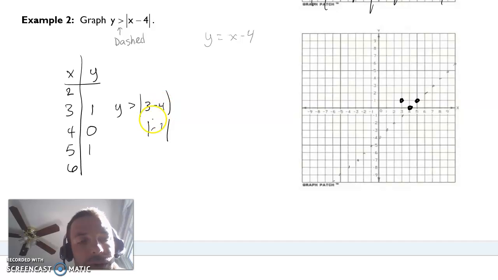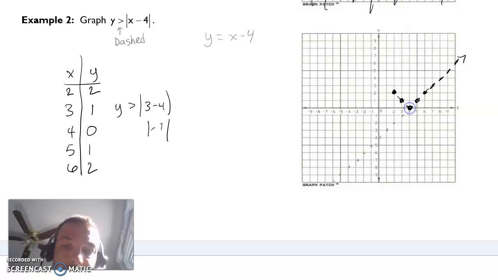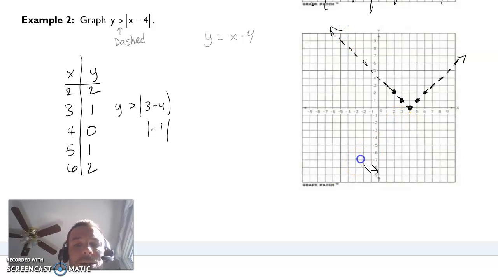6 minus 4 is 2, and 2 minus 4 is negative 2, but I'm taking the absolute value. I start to see the V shape that we know as the absolute value function. And I can start graphing the rest of this in. You're welcome to check that in your graphing calculators. You're welcome to check multiple points in your table and keep checking, or graph your function. These I just did in gray because they're really not part of this function at all. That's the absolute value of x minus 4.